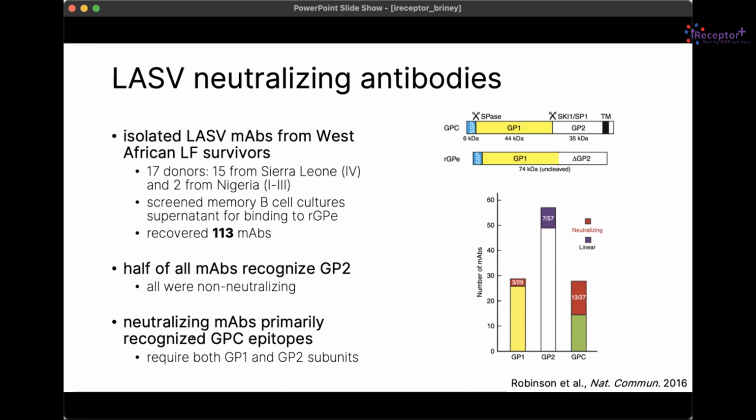So there were 16 neutralizing antibodies that were found. All of them were not able to recognize GP2 alone. Only 3 were able to recognize GP1 alone. The remainder needed the entire construct, which included both GP1 and GP2, which is fairly interesting.